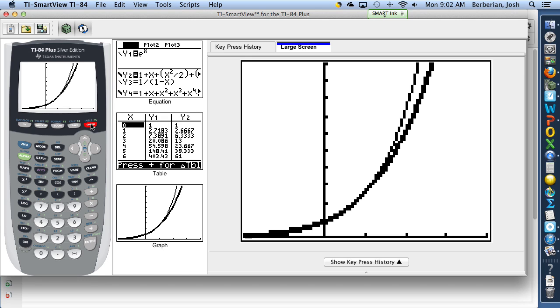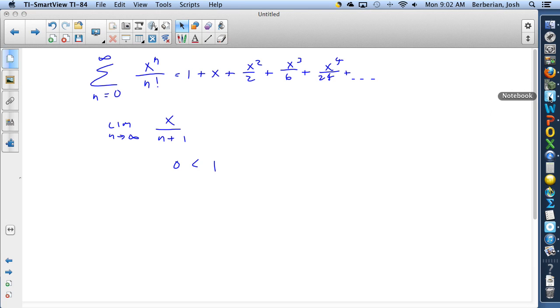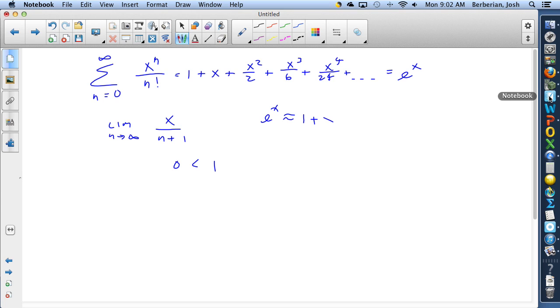It's not going to be like the geometric series 1 over 1 minus x, which you did about 2 weeks ago. And so that is huge. That's a really, really big deal, that this is equal to e to the x. Because what that means is that e to the x is approximately equal to 1 plus x plus x squared over 2.